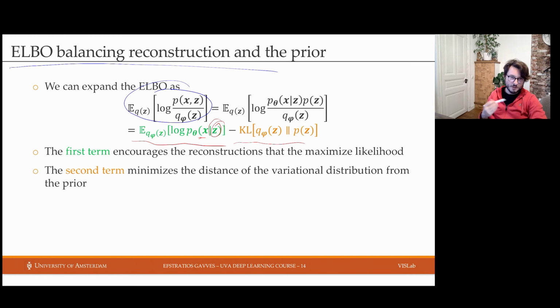The second term is the KL term, which basically minimizes the distance between my approximate posterior, the density function that I'm learning, and the prior P of z. So the first term encourages reconstructions that maximize the likelihood, making sure we return good reconstructions, while the second term minimizes the distance of the variational distribution from the prior.